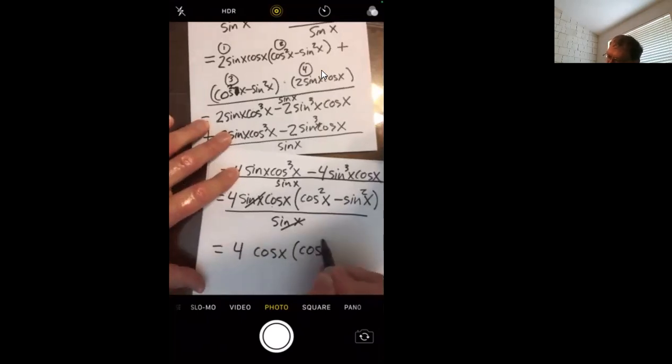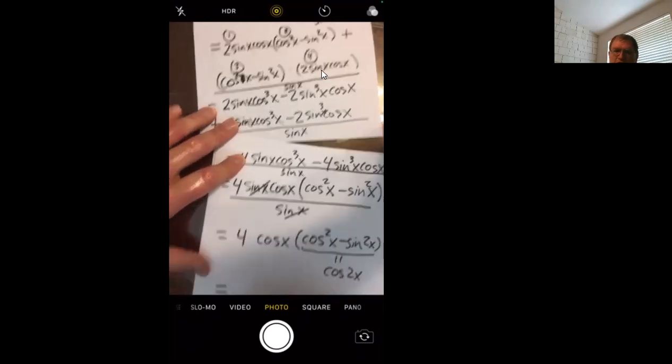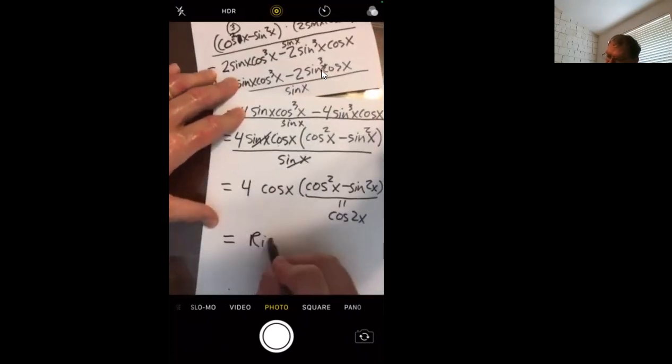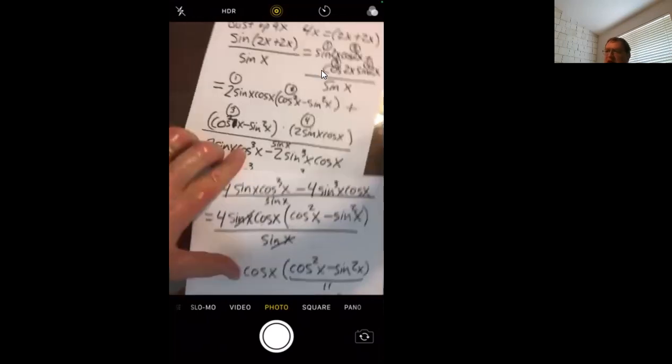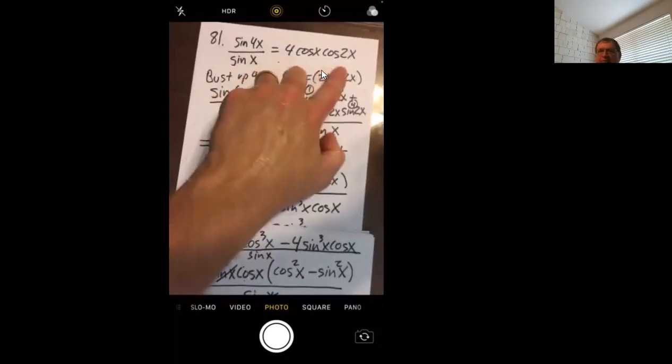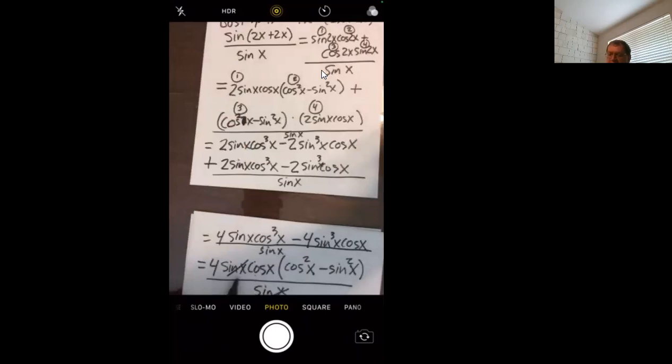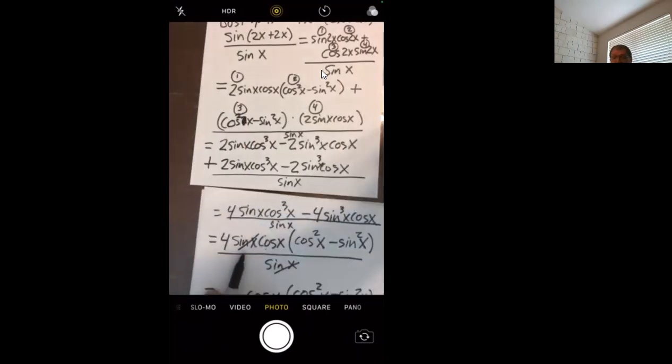And cosine, I'll still write here, minus sine. And all of this is equal to my cosine of 2x, which is equal to my right side, cosine x cosine of 2x. Right there. That's how you got rid of that extra sine. I had lost my divide by sine, and that's how they get rid of it.